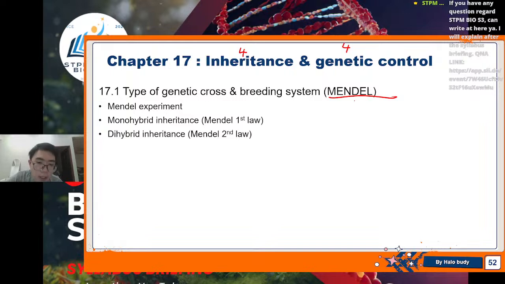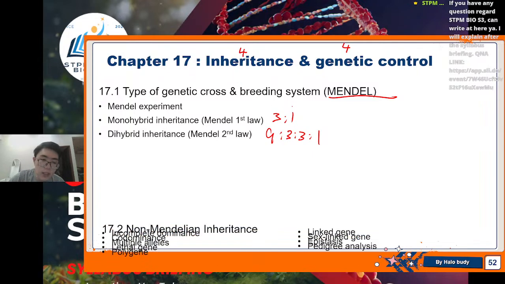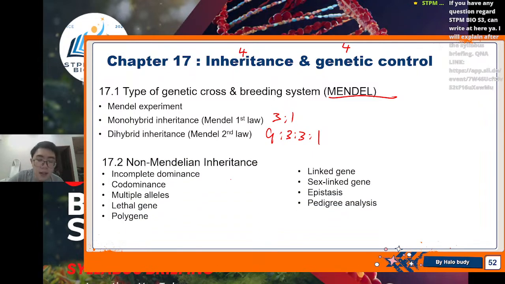Mendel experiment. You know, monohybrid and dihybrid inheritance, you still remember, right? The 3 to 1 ratio, then the 9:3:3:1 ratio. Still remember? You must remember. So it's totally the same as in SPM. What you learned in SPM, you have already learned this as well. So normally your school teacher will not touch this too much because you already learned it in SPM.